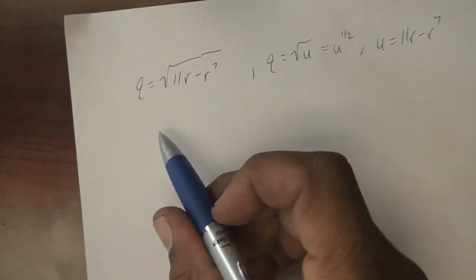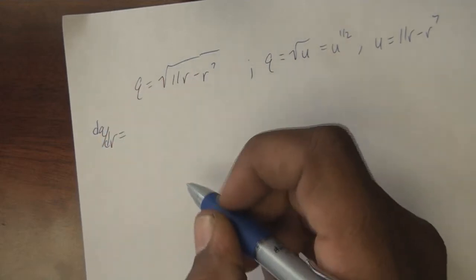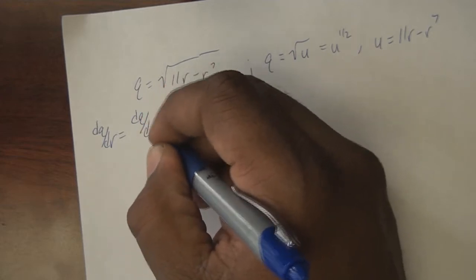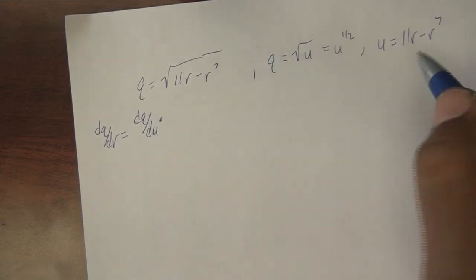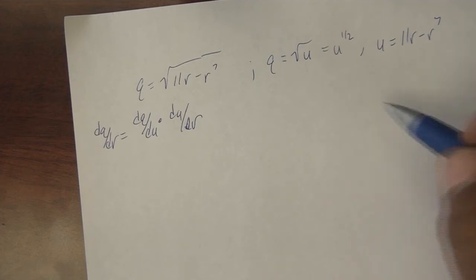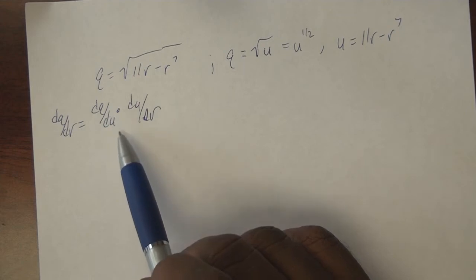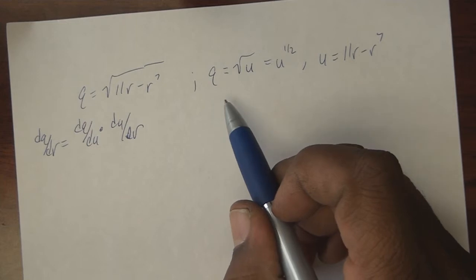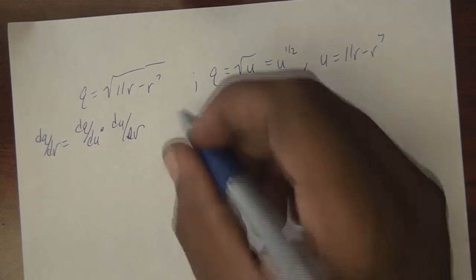By the definition of the chain rule, dq by dr is equal to dq by du, which is the derivative for the outermost function, times du dr, which is the derivative for the innermost function. Now we'll find the factors dq du and du dr. To find dq du, we'll simply take the derivative of the following equation with respect to u.